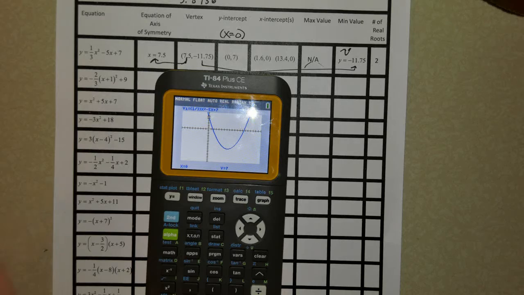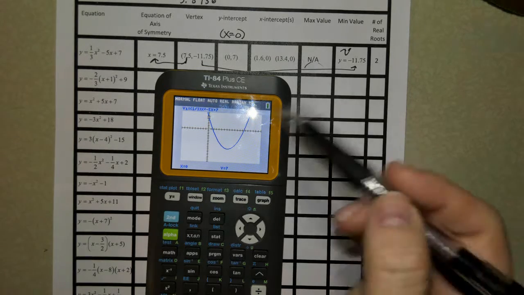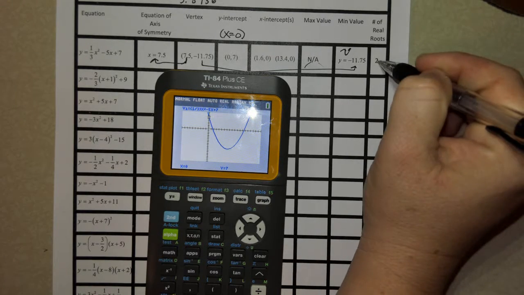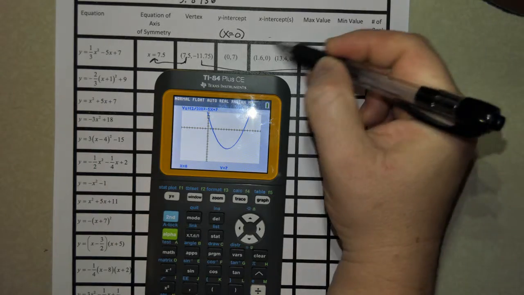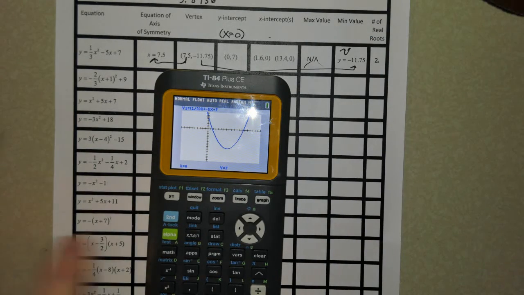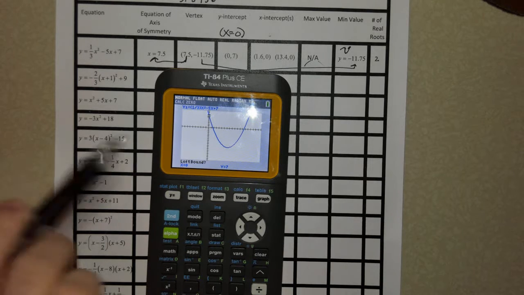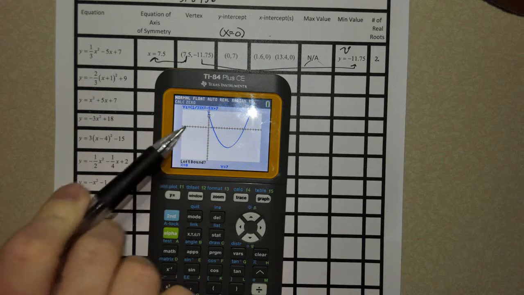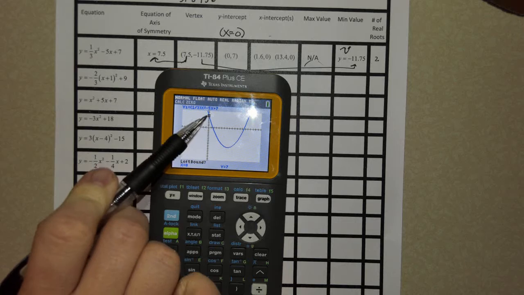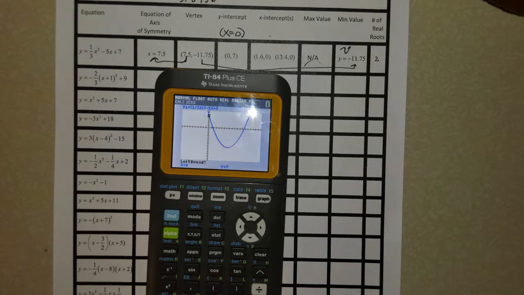How many x-intercepts do we see? 2. Those are called the real roots. So there's 2. Now what exactly are those roots is what we're going to do last. Go second, trace, and go down to the word 0. Earlier in this unit, we learned that words like 0 and solutions, roots, are all interchangeable with x-intercepts. So we're going to go down to 0, press enter, and now we're going to follow the directions. It says left of, okay, let's do this x-intercept. So are we left of it? We sure are. Press enter.